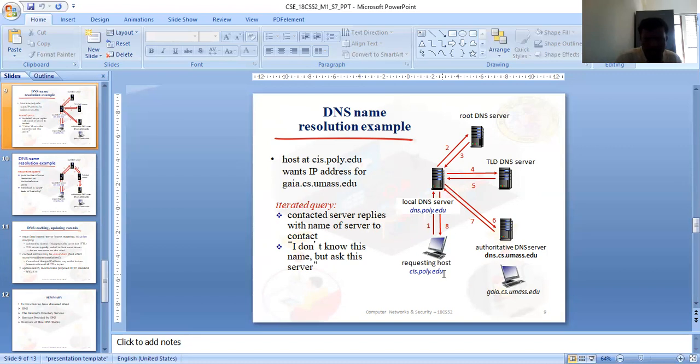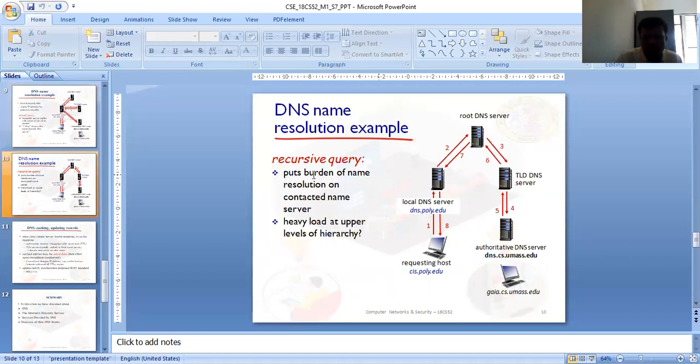This is exactly the requesting host. Requesting host is cs.poly.edu. I don't know this name, but I ask this server. So the name-to-IP-address mapping will be returned from the authoritative DNS server to the requesting host. This is the iterative query I explained here. A recursive query puts a burden on name resolution and contacting the name servers, a heavy load on the upper levels of the hierarchy.